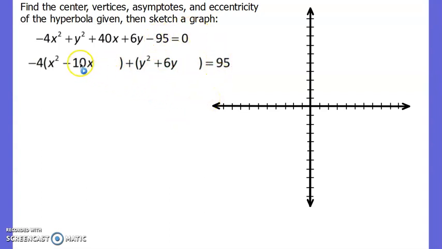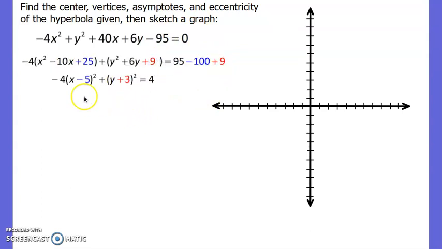So that now I could say, well, half of negative 10 and half of 6 would have been negative 5 and 3, which means negative 5 squared is 25, which times negative 4, remember if I add 25 inside, I really subtracted 100. I'm going to balance by subtracting 100 on the other side. Same thing goes, half of 6 was 3. Up top here, that would have meant a 9, right? 3 squared would have been 9.